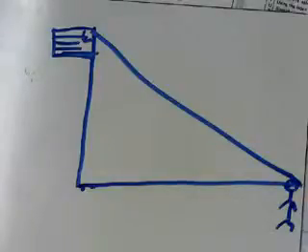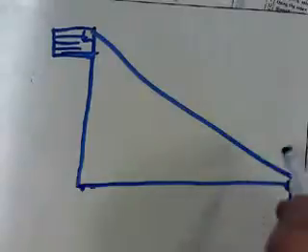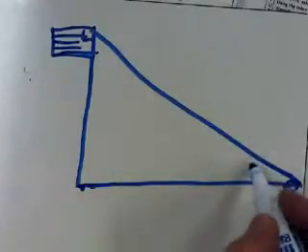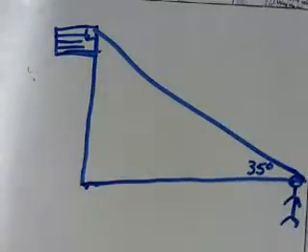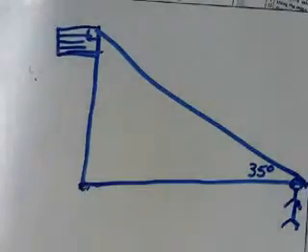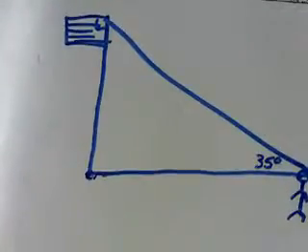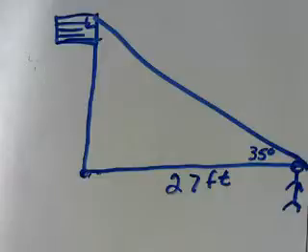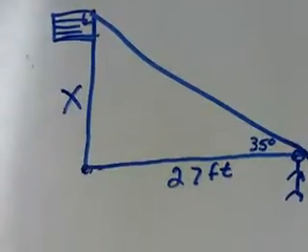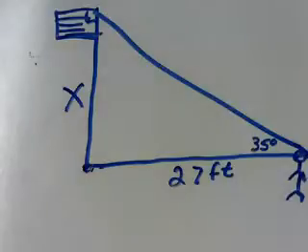Okay? We go over here and we said that the angle was 35 degrees. And it's easy to measure the distance from here to here, isn't it? Just get a tape measure out. How far do you want that distance to be? You tell me. 27 feet. I want to find out how tall that flagpole is, if I'm 27 feet away and I have an angle of elevation of 35 degrees.